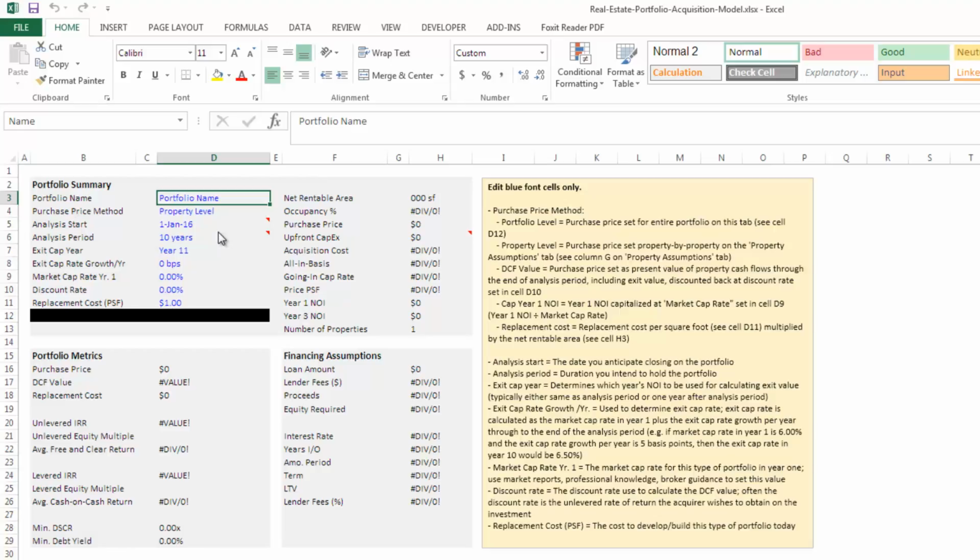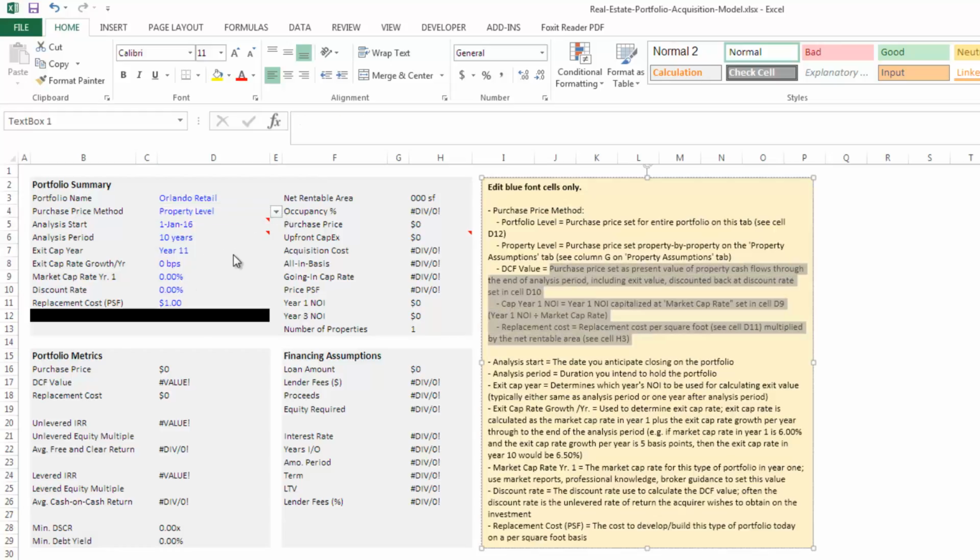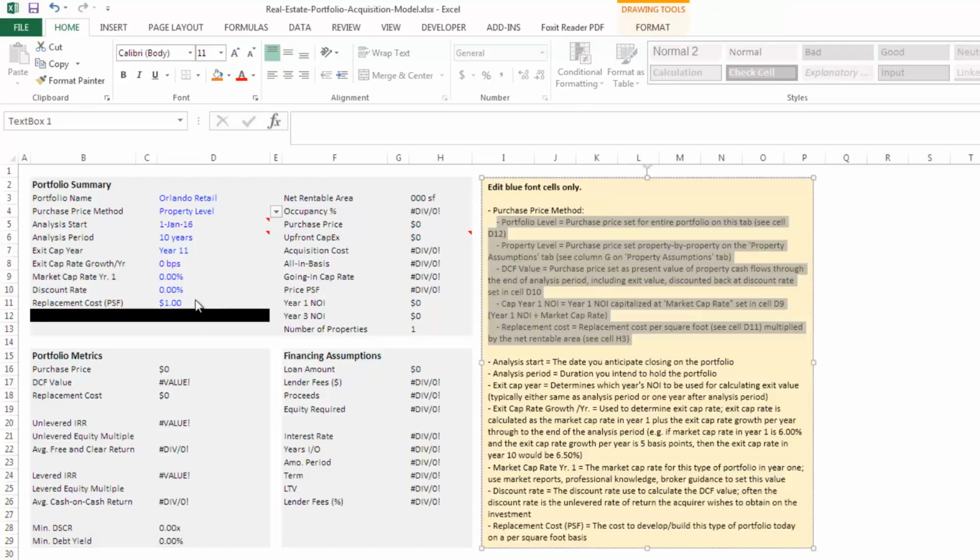Where you're going to start, once you've brought those cash flows in, is the portfolio summary tab here. We're going to go ahead and put the portfolio name in. This is Orlando Retail. It's our first step. Next, we are going to choose the purchase price method. Over here to the right, I have an instructions box, and that's going to walk you through the different types of purchase price method.